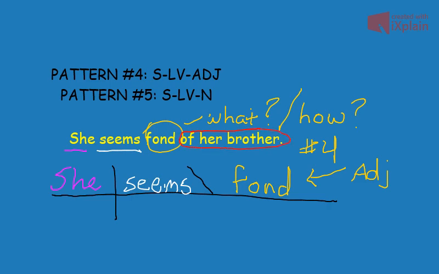Now, of her brother is a prepositional phrase that is telling us who she is fond of. So therefore, the prepositional phrase telling us who becomes an adjective in itself. The whole thing is an adjective that is explaining fond. So therefore, it's diagrammed under fond.